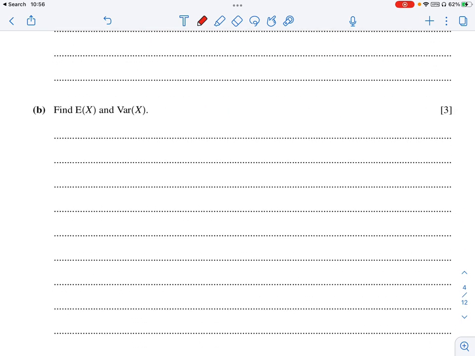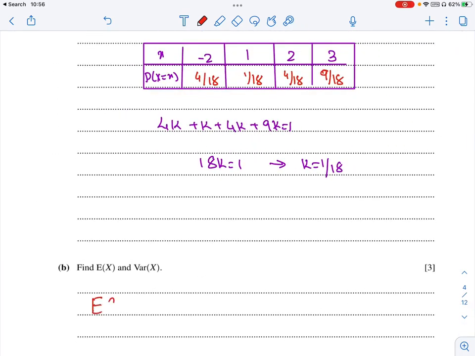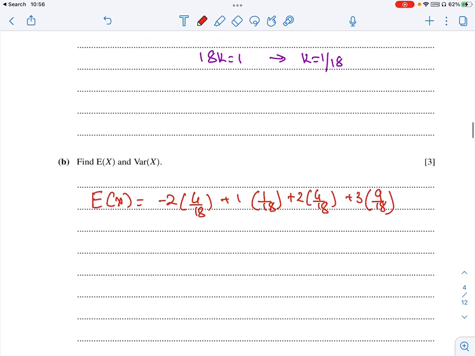Find the expected value and the variance of X. For the expected value of X: negative 2 times 4 upon 18 plus 1 times 1 upon 18 plus 2 times 4 upon 18 plus 3 times 9 upon 18. Simplify that, you should be able to get that value as 1.56.